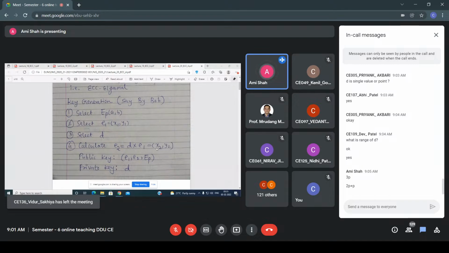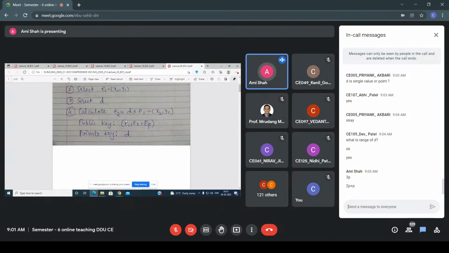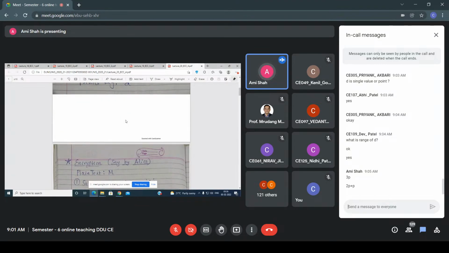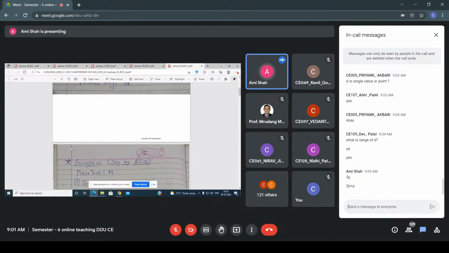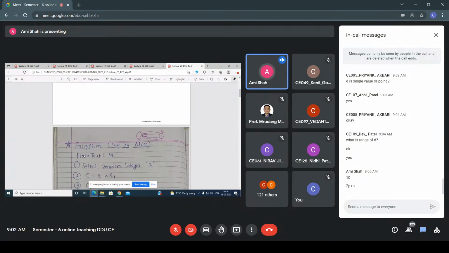Now see, on Bob side, the public key and private key are generated. So now what will Bob do? Bob sends this public key to Alice. So now what will Alice do? Alice has some plain text. Now with the help of this public key, Alice encrypts the message.